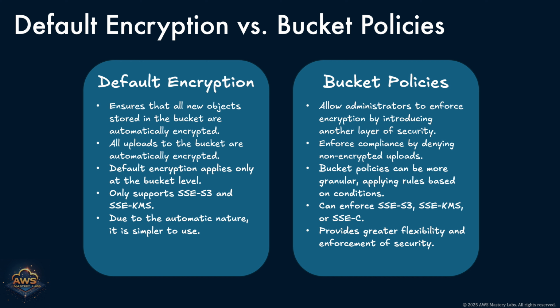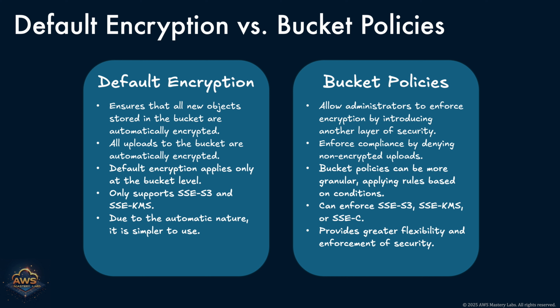Both default encryption and bucket policies play crucial roles in enforcing encryption standards within Amazon S3, but serve different purposes. Default encryption offers a simple, automated way to ensure all new objects are encrypted upon upload, requiring minimal configuration and supporting SSE-S3 or SSE-KMS. It's ideal for enforcing organization-wide encryption defaults without needing changes from application developers.